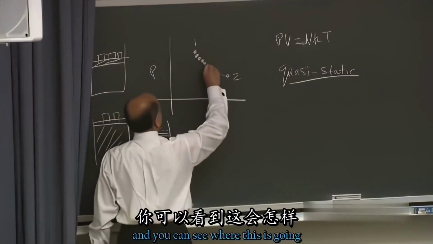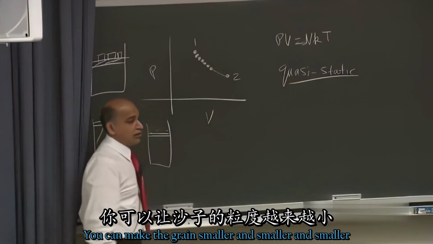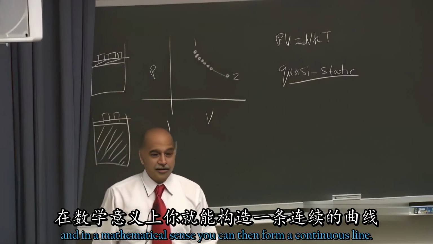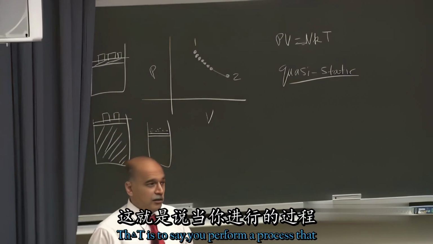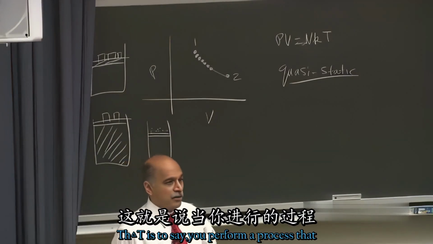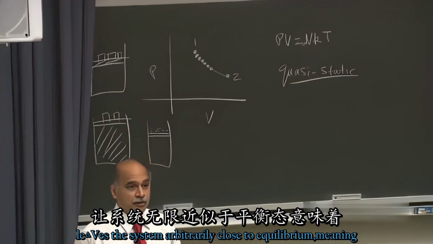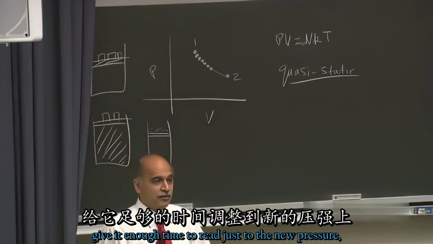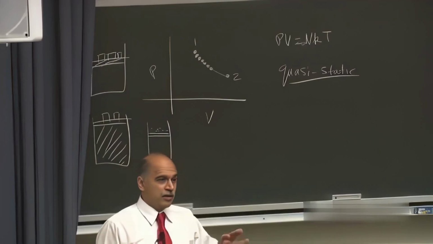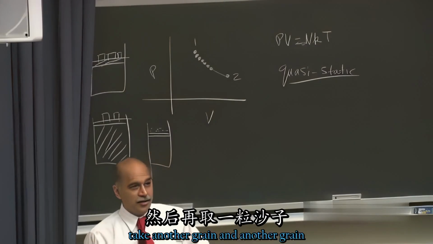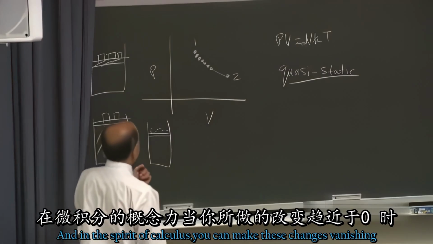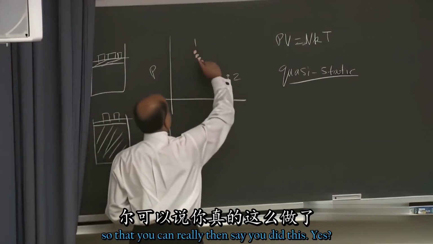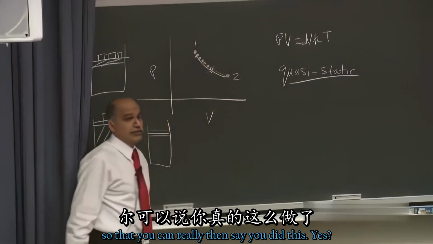And you can see where this is going. You can make the grain smaller and smaller and smaller, and in a mathematical sense, you can then form a continuous line. That is to say, you perform a process that leaves the system arbitrarily close to equilibrium, meaning give it enough time to readjust to the new pressure, settle down to the new volume, then take another grain and another grain. And in the spirit of calculus, you can make these changes vanishing so that you can really then say, it did this.